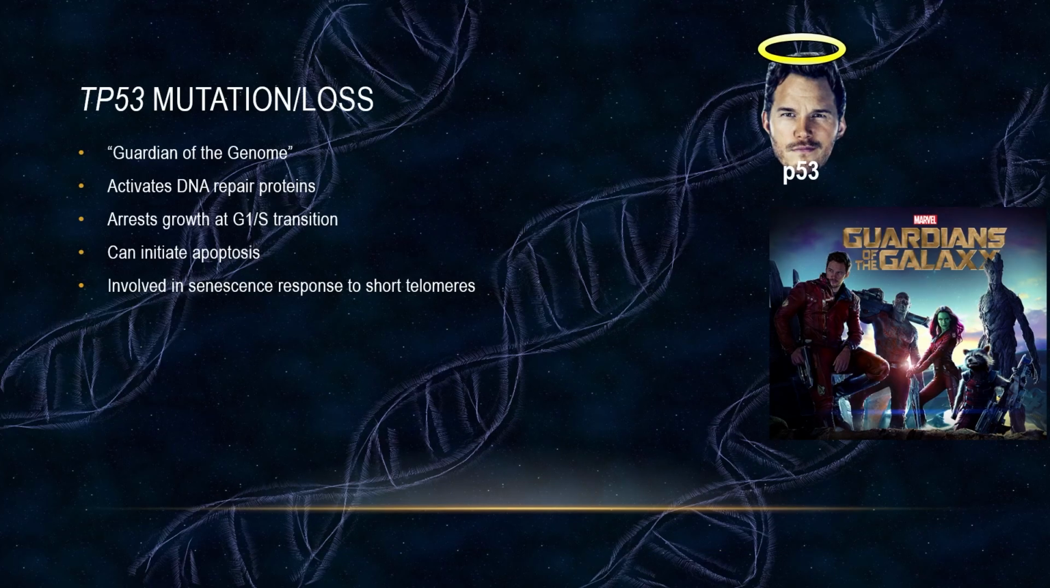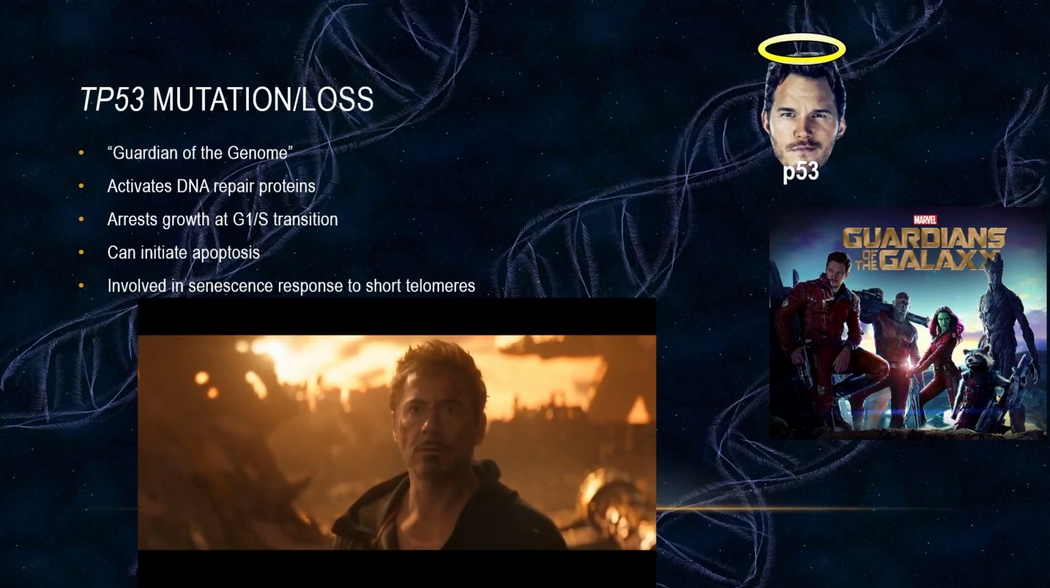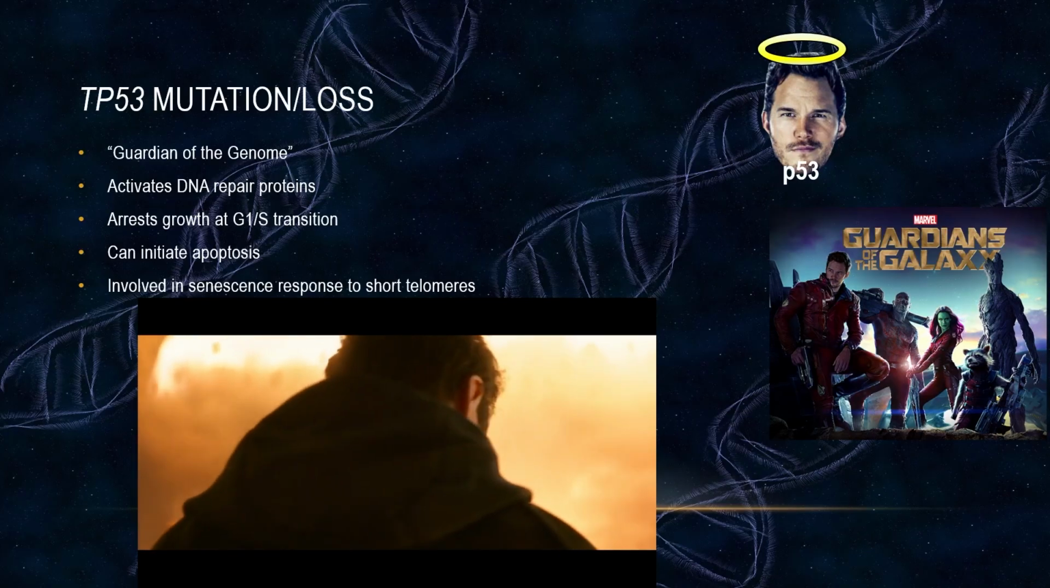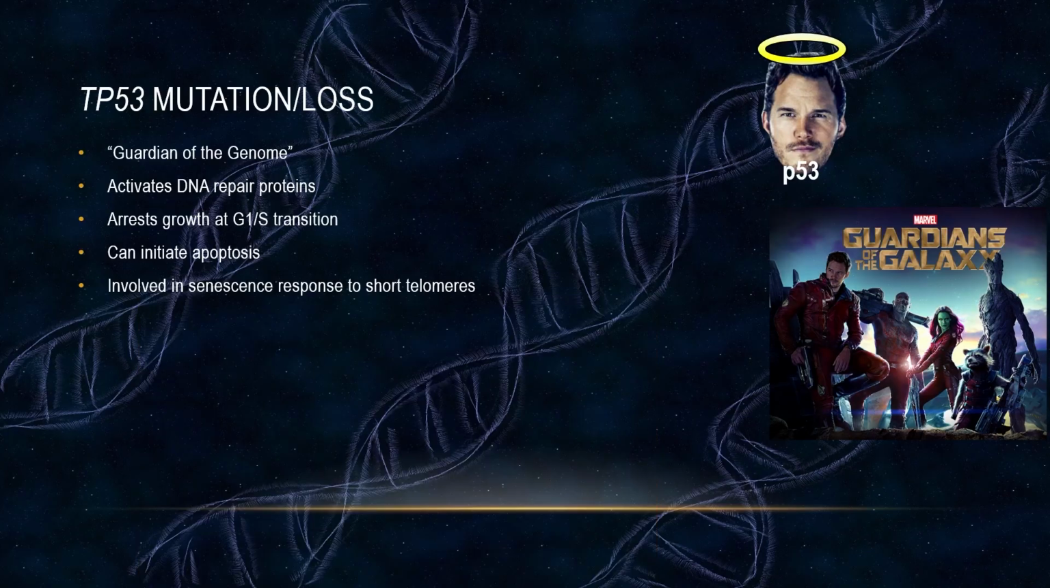So another big change you see in the same category, the IDH mutant astrocytomas, is TP53 mutation and loss. I've talked about this a little bit in the first lecture, but it's often referred to as the guardian of the genome. It activates DNA repair proteins, arrests cell growth, and initiates apoptosis, and there's an animation elsewhere on YouTube and in the first lecture if you want to see that in more detail.